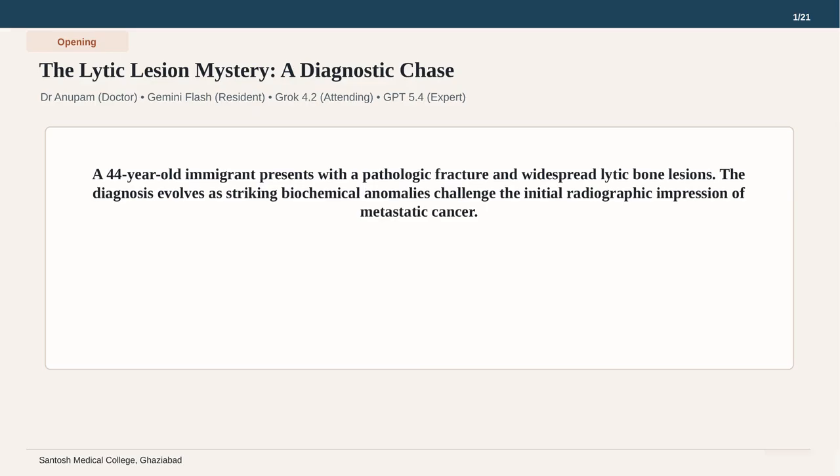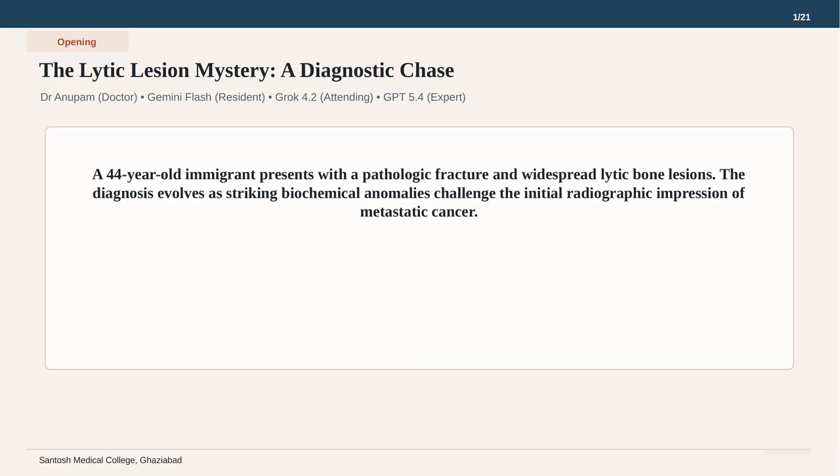However, the text highlights that as the case evolves, striking biochemical anomalies begin to challenge that initial radiographic impression. This presentation is a collaborative effort featuring insights from various medical perspectives, ranging from residents to expert systems. A human user, Dr. Anupam, remains in the loop, providing case inputs and moderating the discussion. We will journey through the diagnostic steps from the initial presentation to the final surgical outcome and long-term follow-up. It is a fascinating look at how clinical reasoning must adapt when the data does not fit the expected pattern.